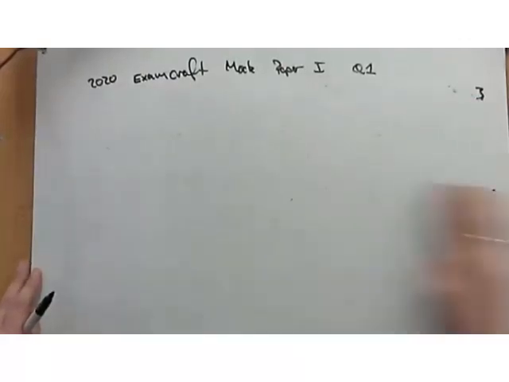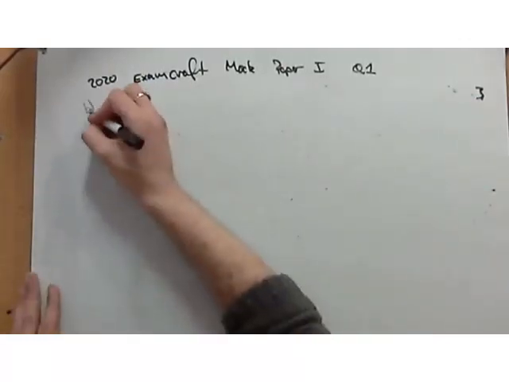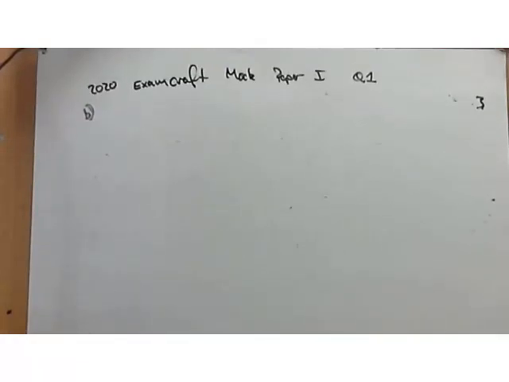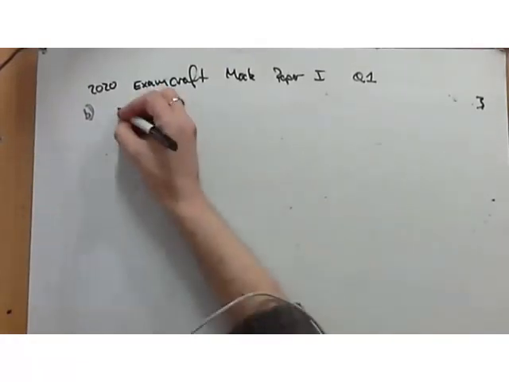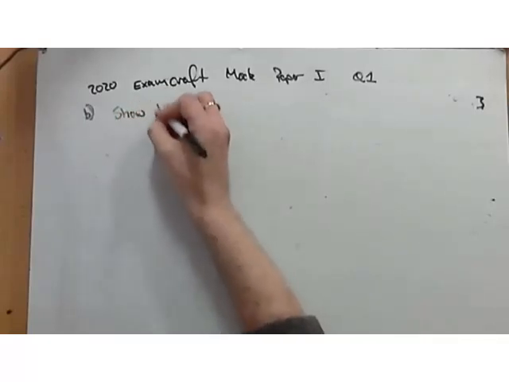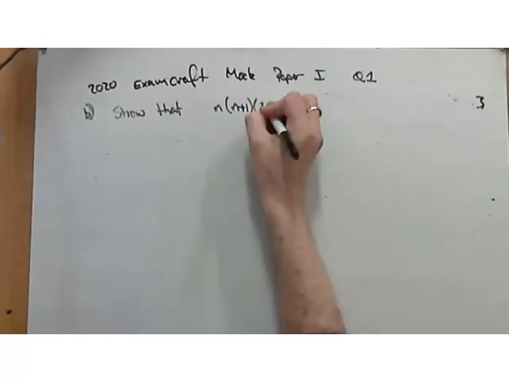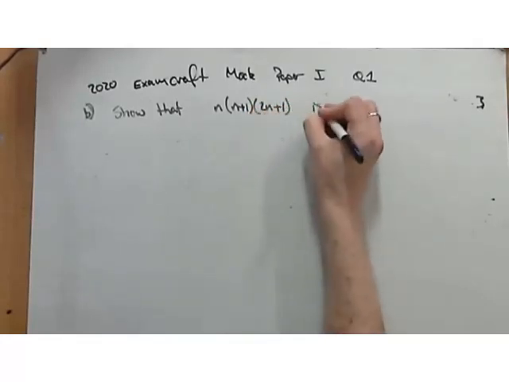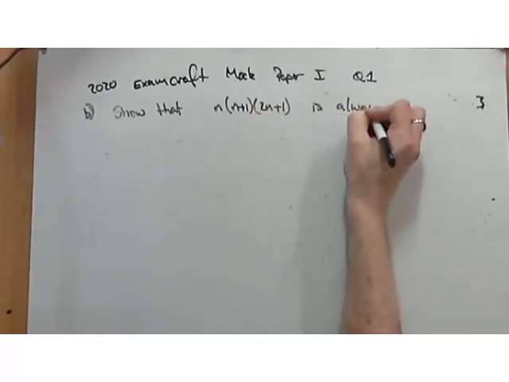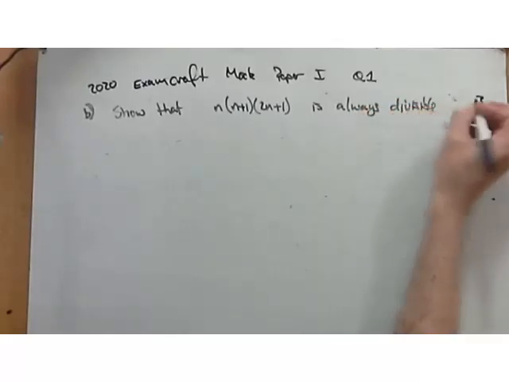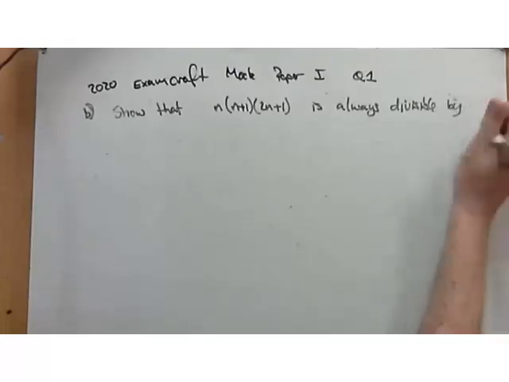So this is part B, and it says, show by induction that the following is always divisible by 6. So show that n times n plus 1 times 2n plus 1 is always divisible by 6. Okay, so this is an induction question.